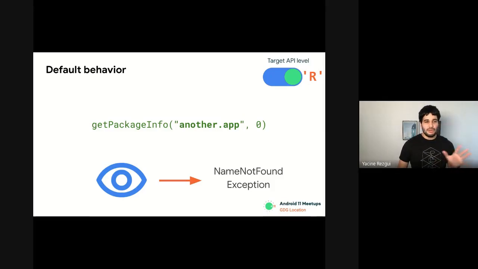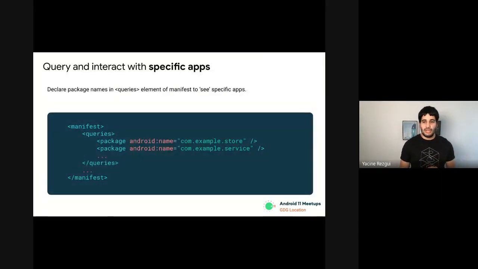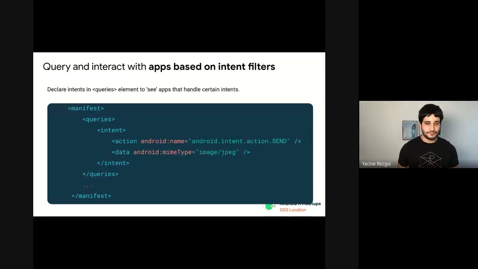But let's imagine you have one of the use cases I mentioned. You may be from the example company in this case, and you need to check that the other applications made by your company, which in this case may be store or service, are there to enhance the experience, for example. You will have to declare them in this queries tag inside your Android manifest file. So you just put the package name there, and whenever you access the API that we saw earlier, so getPackageInfo with the package name, you will have an actual result, if it exists or not.